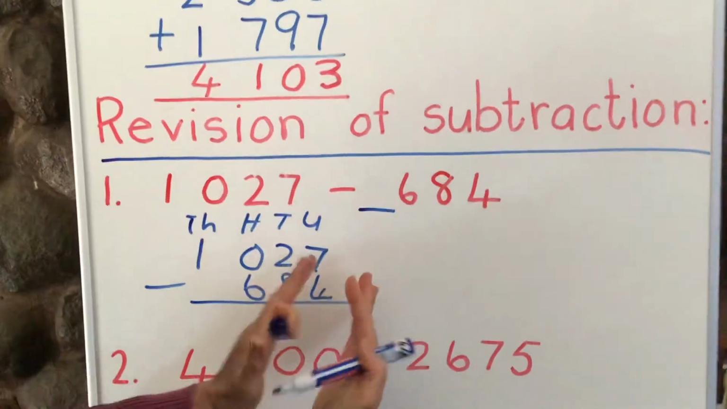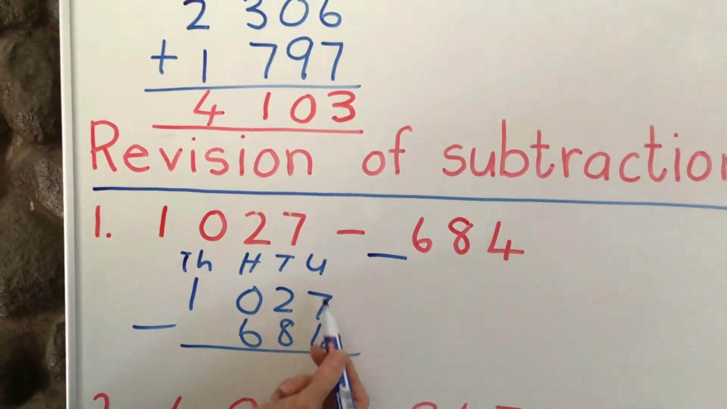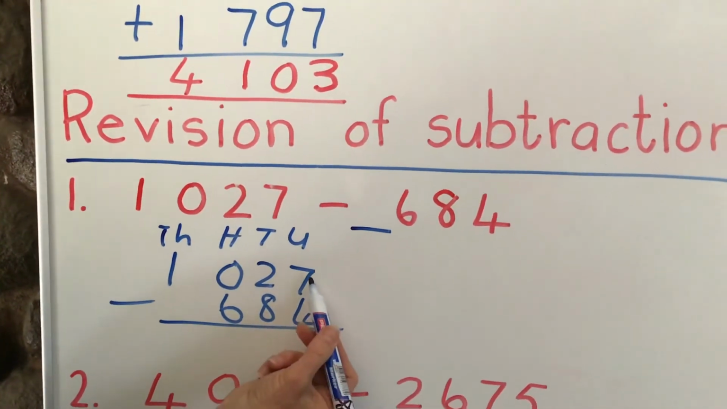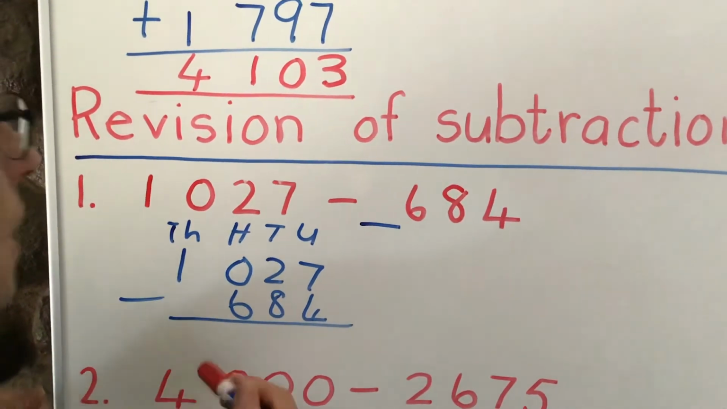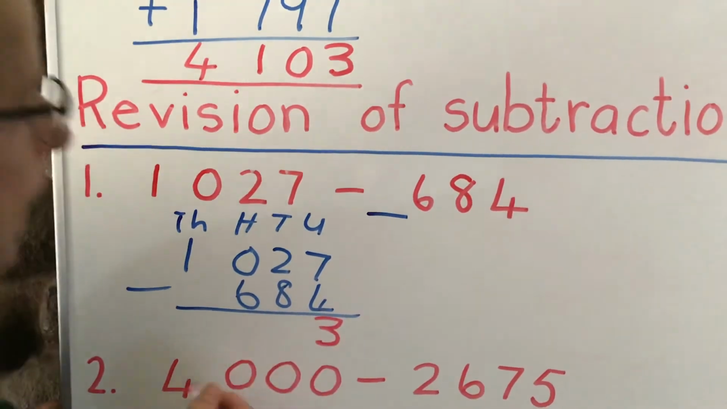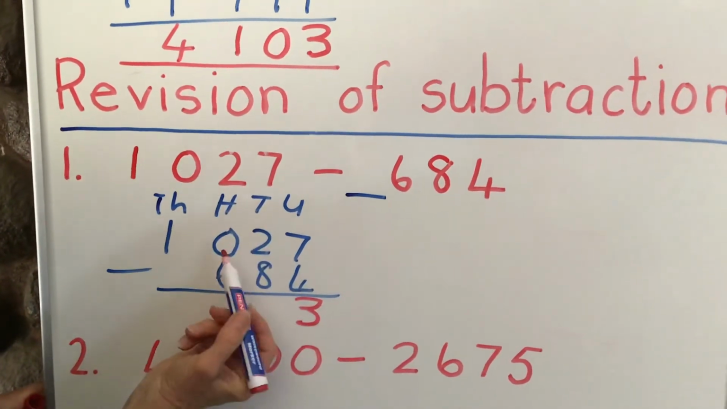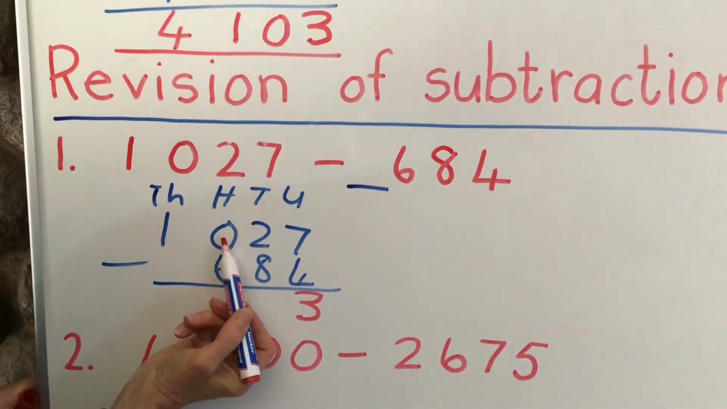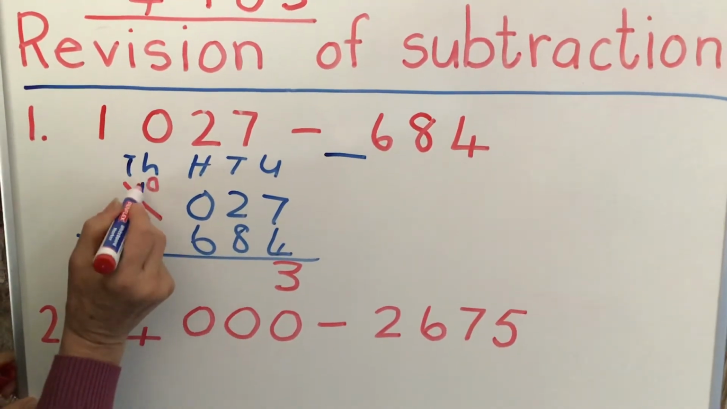Okay, let's have a look now. So we start with the units. If you do not need to borrow, do not borrow. The 7 is big enough so that you can minus the 4 from it. 7 minus 4 is 3. Right, there we go. Can I take away 8 from 2? No, I cannot. So I need to borrow. Can I borrow from 0? No, I cannot. I have to go to the thousands, and then that becomes a 0.